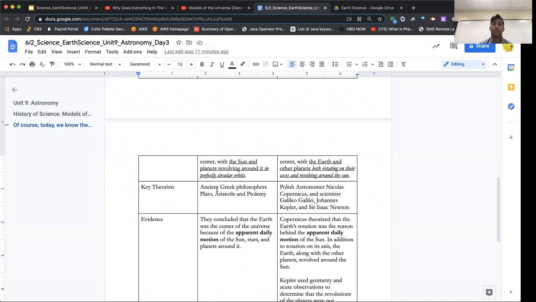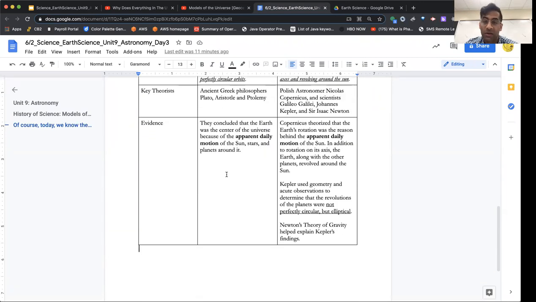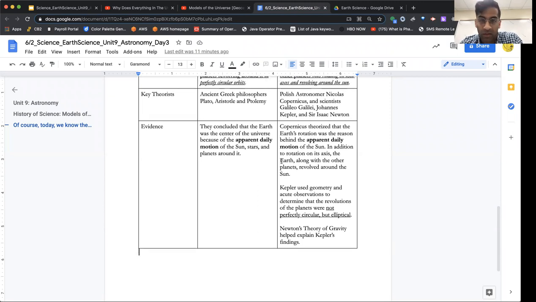And so Plato, Aristotle, and Ptolemy were some of the philosophers in ancient Greece who were responsible for these contributions to astronomy. They used apparent daily motion to conclude that the sun, stars, and planets revolved around the Earth.